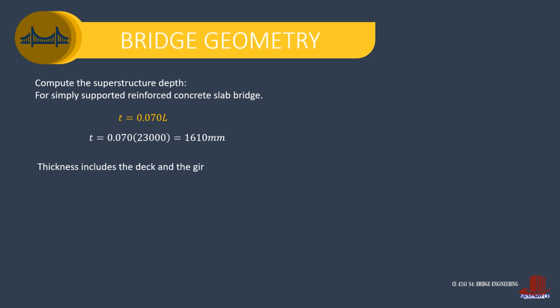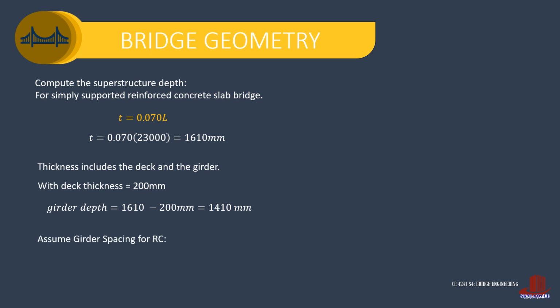This is the superstructure depth, and with the deck thickness of 200 millimeters, the girder depth is then computed as 1,610 less 200, which is 1,410 millimeters. Next is for us to assume the girder spacing as 2 meters. This is from the range for RC girders. Using S of 2, the number of girders is computed as the road width of 7 over the girder spacing assumed as 2 plus 1, giving 4.5 rounded to 5 girders.